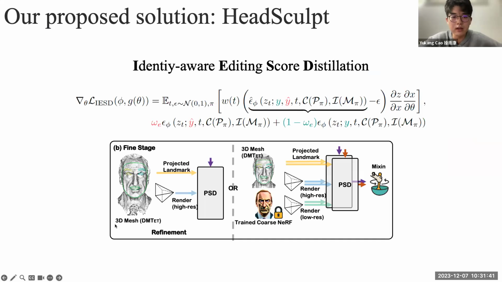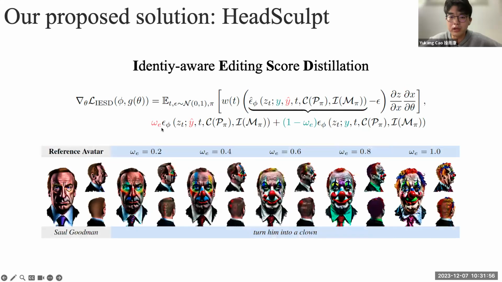Beyond PSD, for the editing task, we have proposed an identity-aware editing score distillation that efficiently mixes the gradients from both the descriptive and instructive prompts. We predefine a hyperparameter W to balance the weight from the descriptive direction and the instructive direction. As we can observe, the predefined parameter can effectively control the level of editing from the reference avatar.